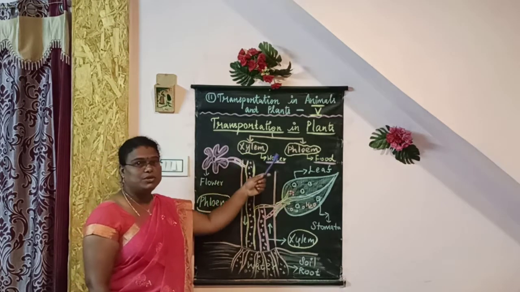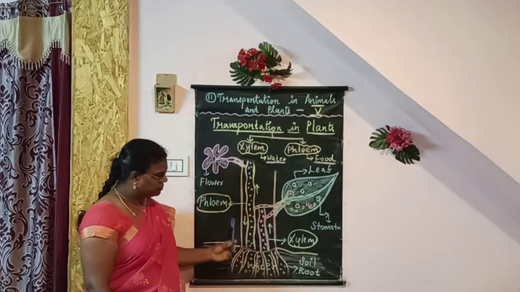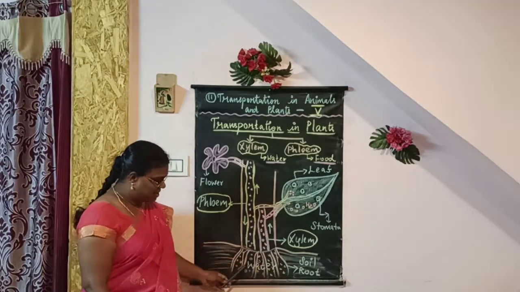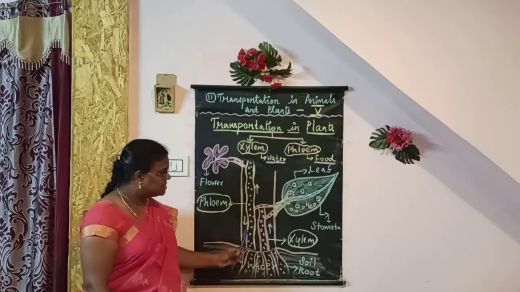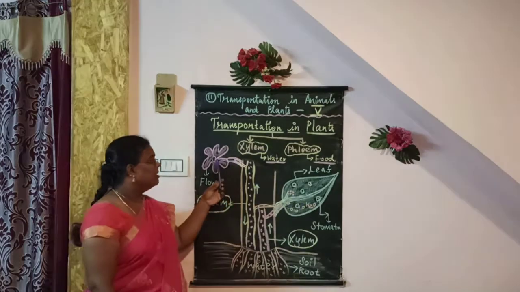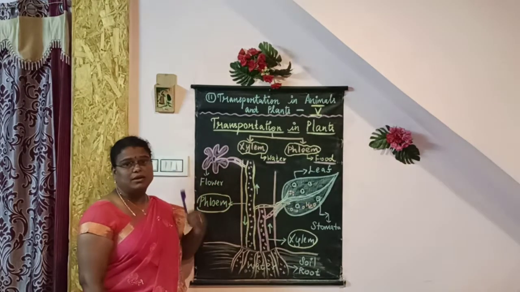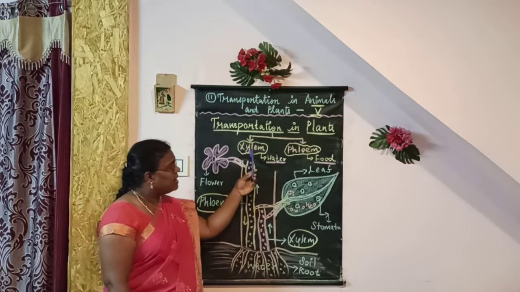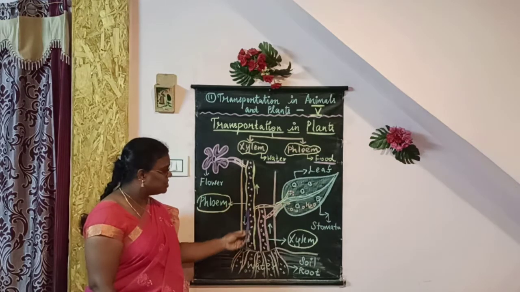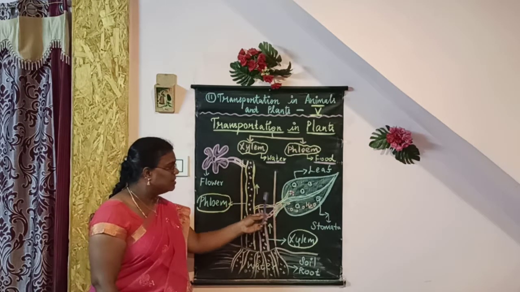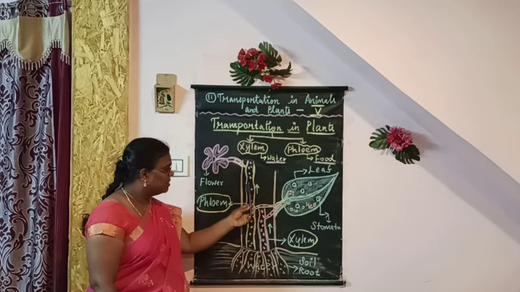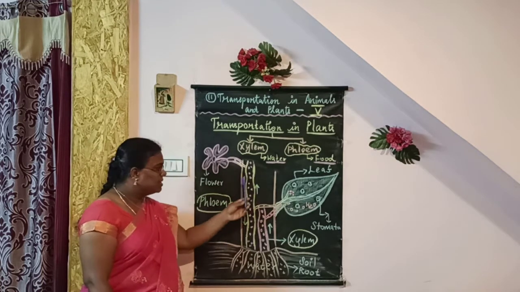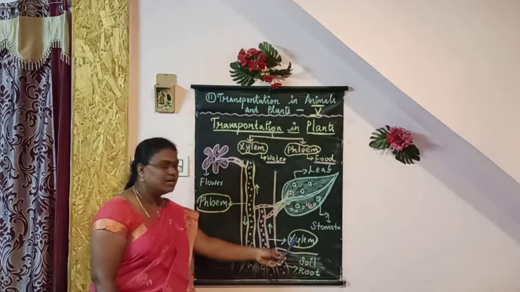Before going to this topic, I want you to see the structure of a plant. Students, see, this is the root, this is the stem, leaf, flower, and there are other parts like fruits and bud. See, xylem and phloem are the tube-like structures which are present in the stem. See, this is phloem, this tube-like structure is called phloem. This tube-like structure is called xylem.